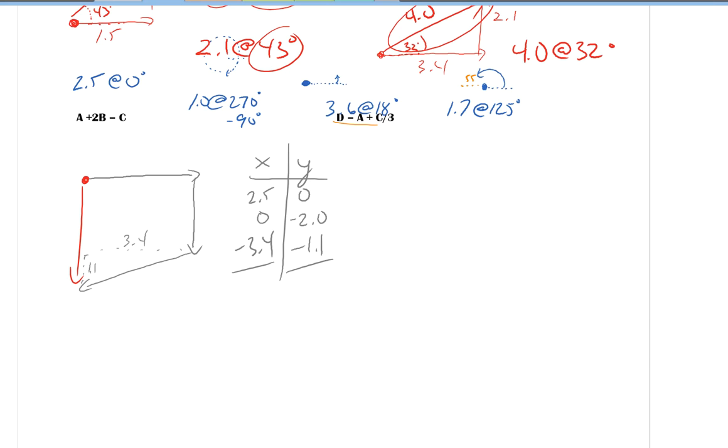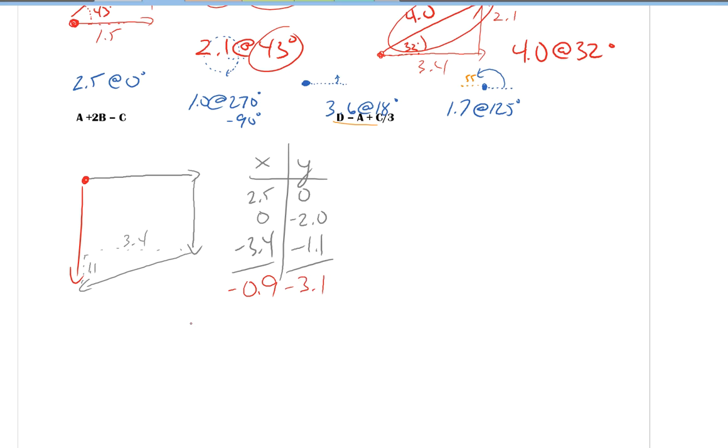So I've got the 2.5, and I've got 3.4, which is negative. I put them together, and I end up with negative 0.9. I've got these three y components, put them together, that's negative 3.1. All right, so I've got my total x, I've got my total for my y's.